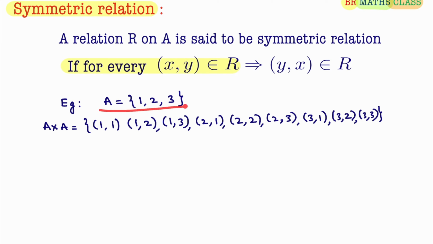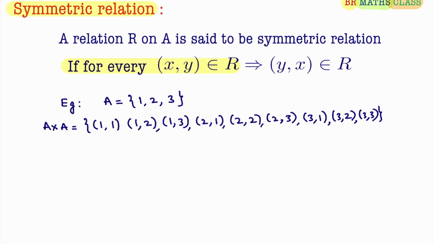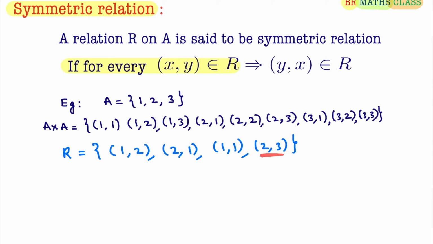Observe, I have taken set A as {1, 2, 3}. You know how to write A cross A. This is A cross A. Now, I'll take one subset of A cross A to check the symmetry condition: (1, 2), (2, 1), (1, 1), (2, 3). Observe, this is a subset of A cross A, so this R is a relation on A.